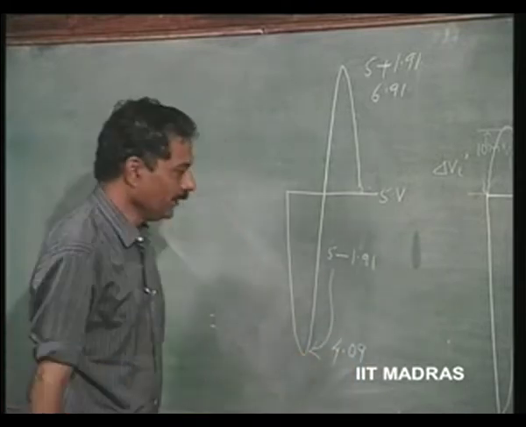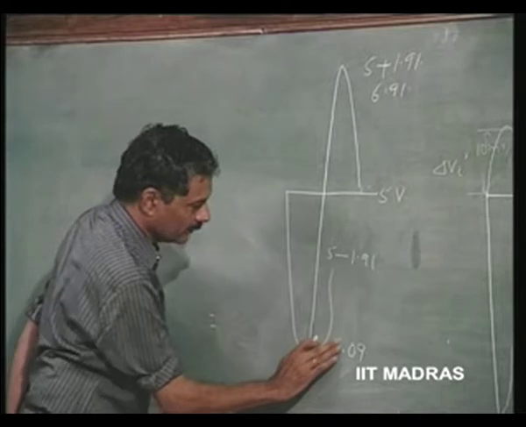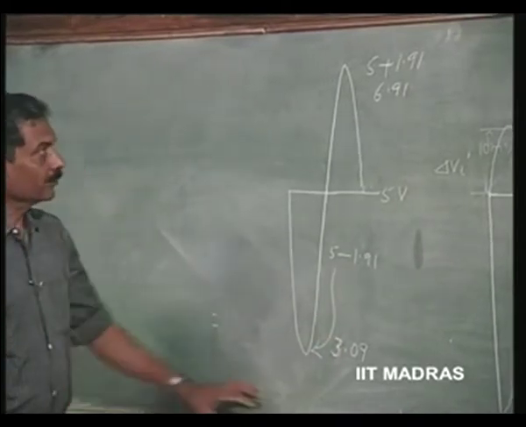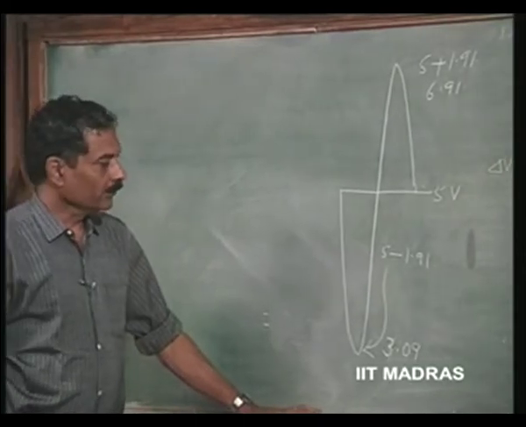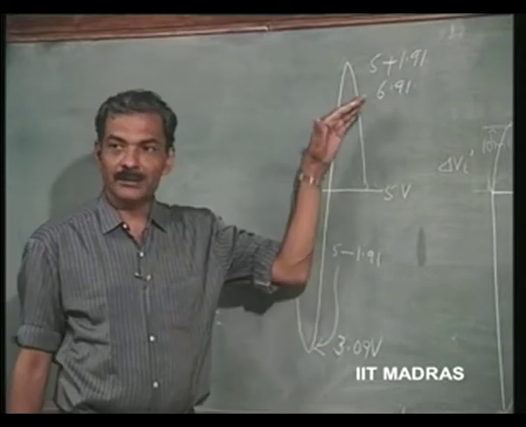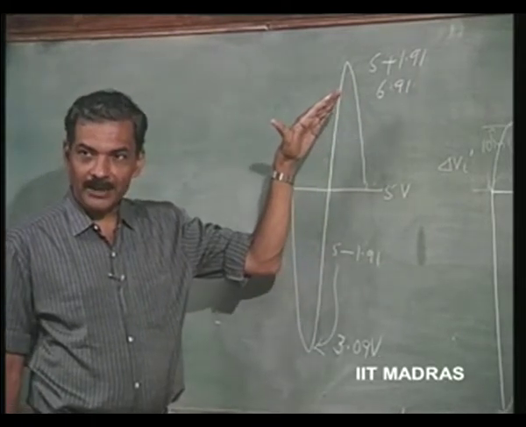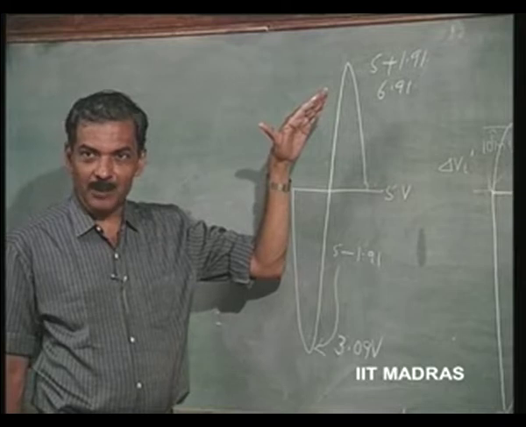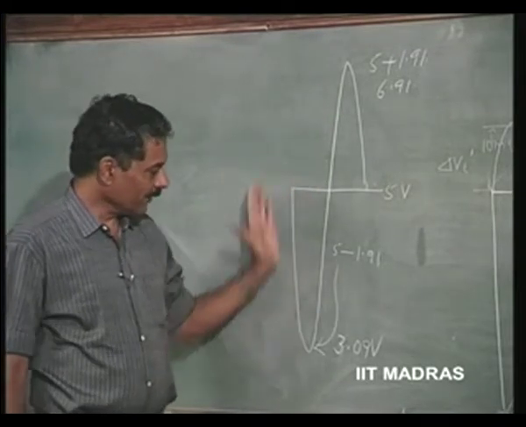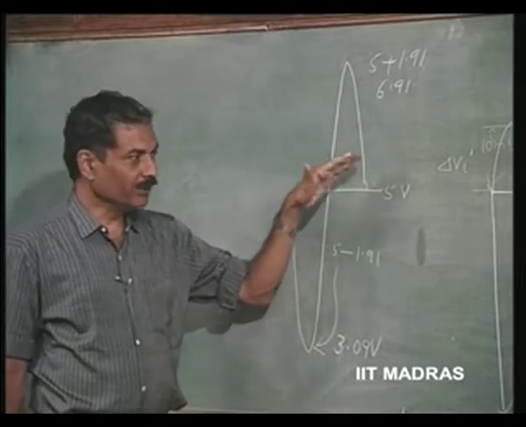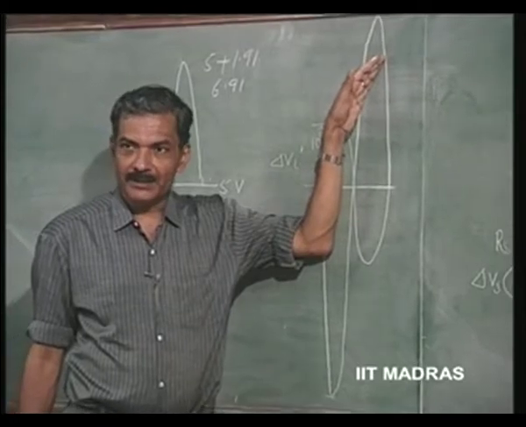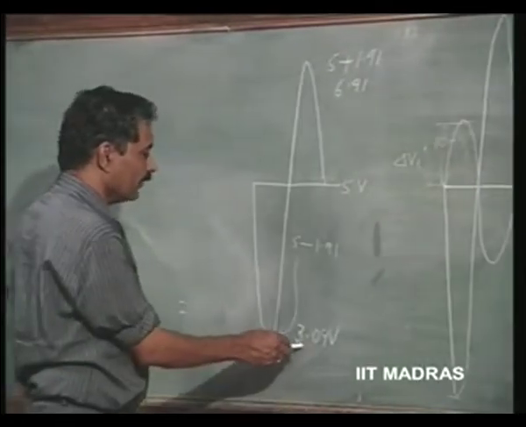That means this will be 6.91, and this will be 3.09 volts. So, that means output will change now in the same manner as the input, as long as the input is a small signal, and it will be proportional to the input, but there will be phase shift. So, if the input is sinusoid, output will be also the same sinusoid with a phase inversion, but it is going to vary from this value to this value.